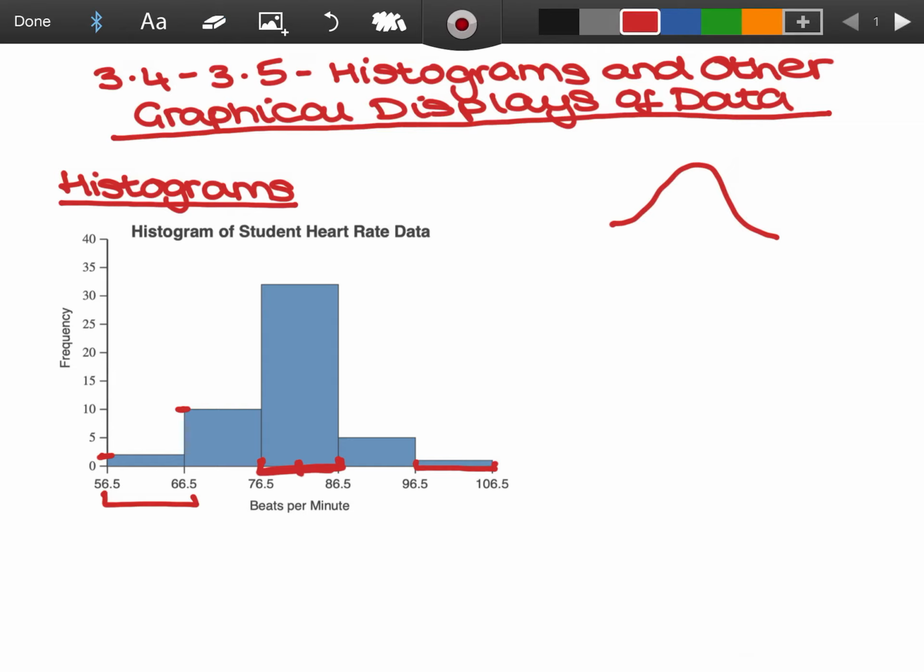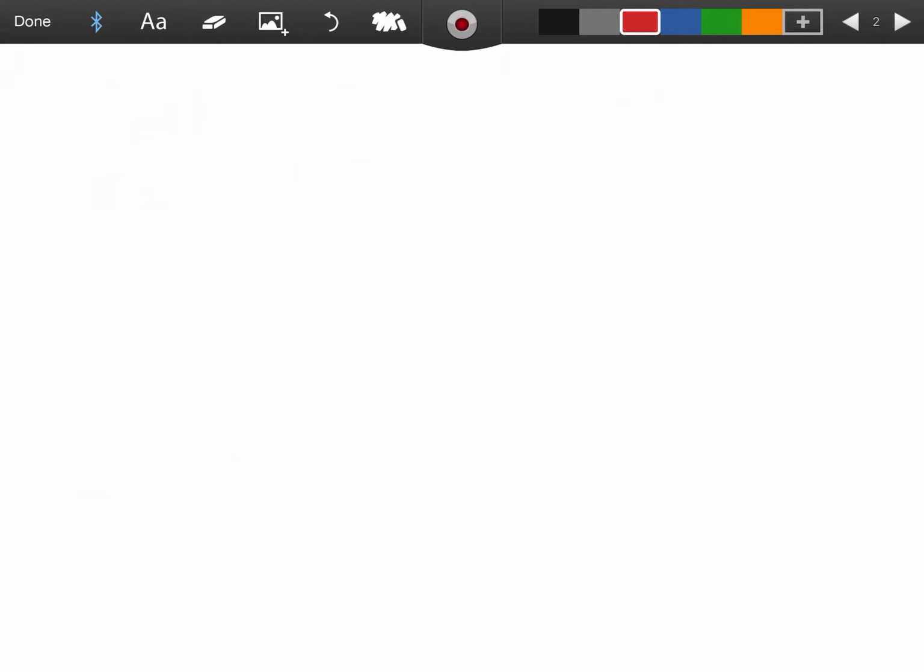So whenever you see "the most often," think mode. That will come up in chapter 4. You don't have to worry about that right now. We need to look at the shape of histograms, kind of like what I did up here. We want to look at different shapes of histograms and what that tells us.